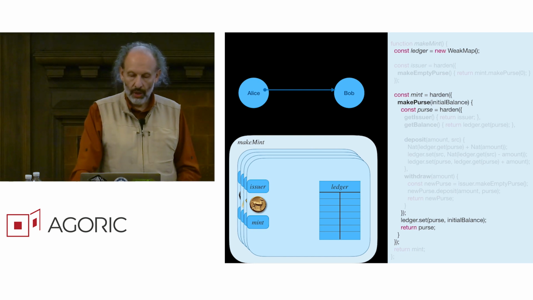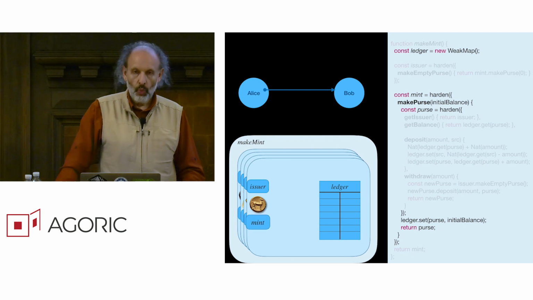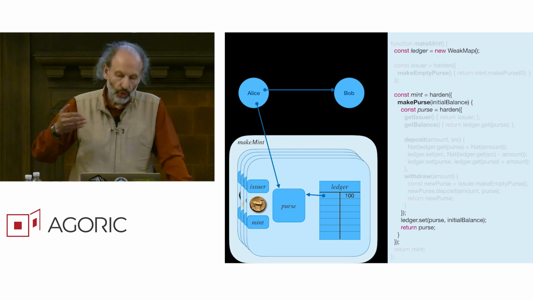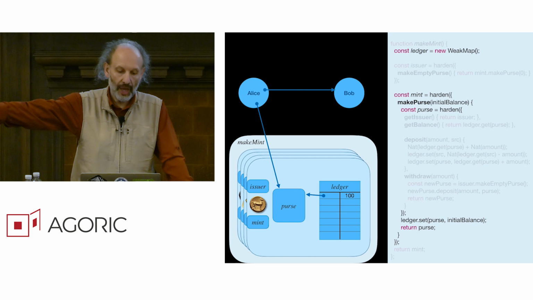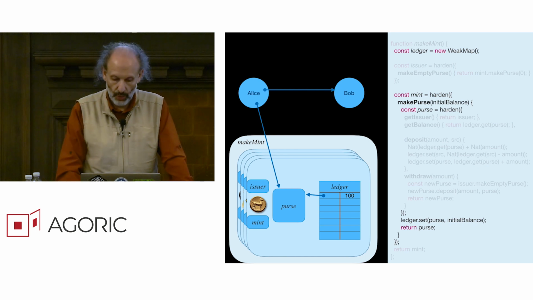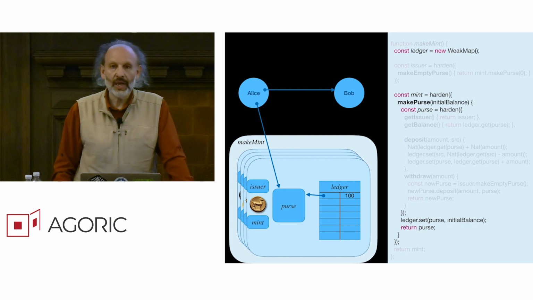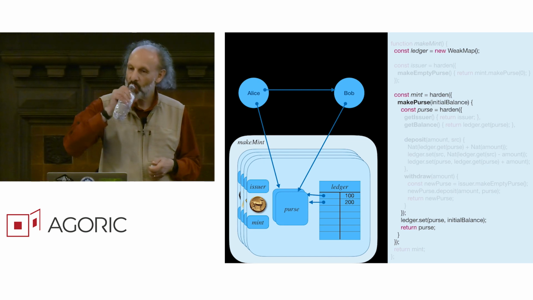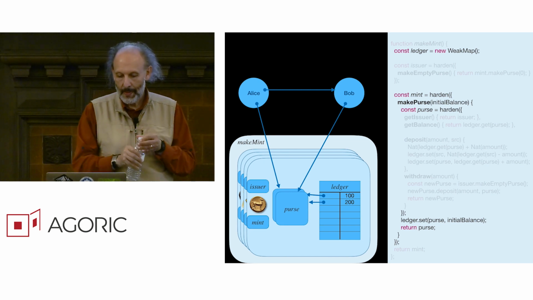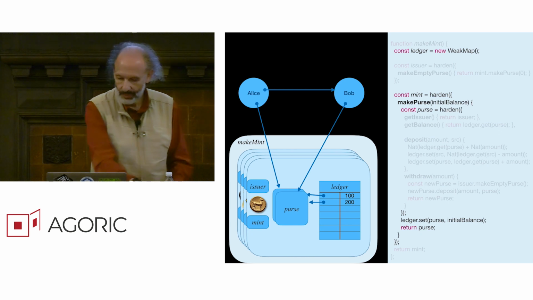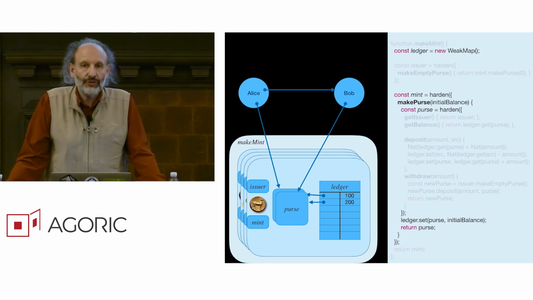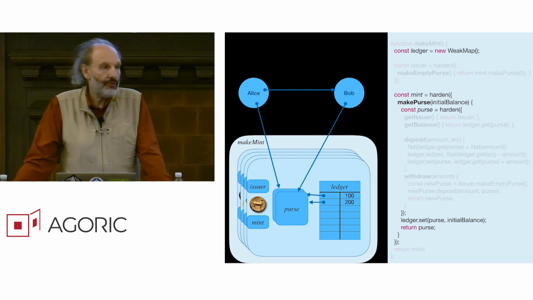So let's call the makePurse method once to create an initial purse associated with $100 in the ledger, and we'll give that purse to Alice. And let's create another one that we give to Bob. Now, how can Alice buy a concert ticket from Bob for $10?